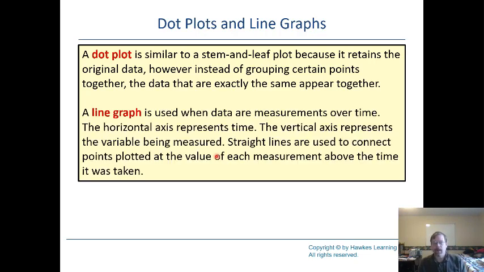A line graph is data measurements over time. So in the horizontal axis, you've got time, and the vertical axis is the variable being measured. So if I wanted to look at average daily temperatures over the year, a line graph would be a fine way to do it. You see these for things like stock market price trends and things like that. They're pretty common. Straight line connects each point.